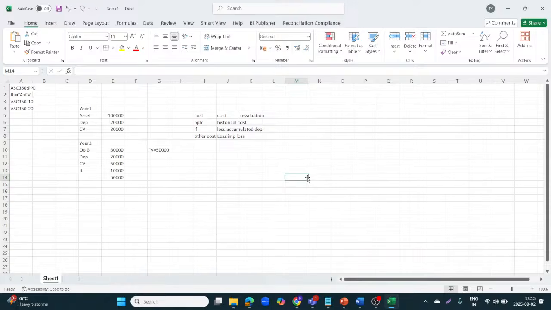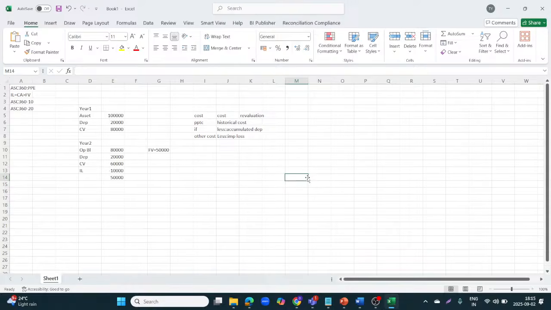Now depreciation. Depreciation is a key concept in this Accounting Standard Codification 360. It represents the systematic allocation of an asset's cost over its estimated useful life. Companies must choose an appropriate depreciation method such as straight line method, unit of production method, written down value method based on the asset's expected pattern of consumption or wear and tear. This selected method should reflect the economic benefit provided by the asset to the company over its useful life.